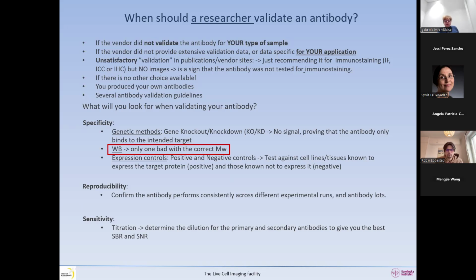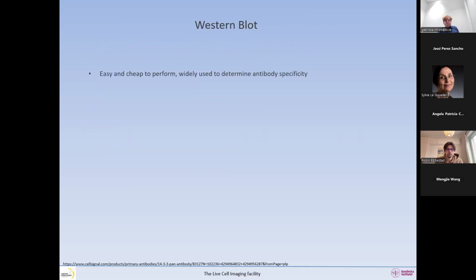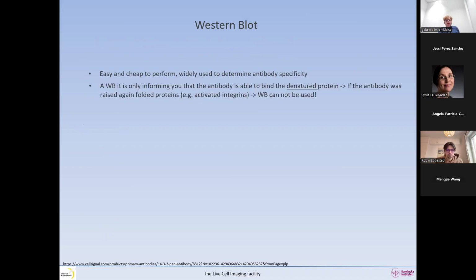Just a few words about Western blot. If you use this method to prove the specificity of your antibody, it's one of the easiest and cheapest to perform, and it's widely used to determine antibody specificity. But the Western blot will only inform you that the antibody is able to bind to the denatured protein. So if your antibody was raised against the folded protein, the Western blot might not, cannot be used.